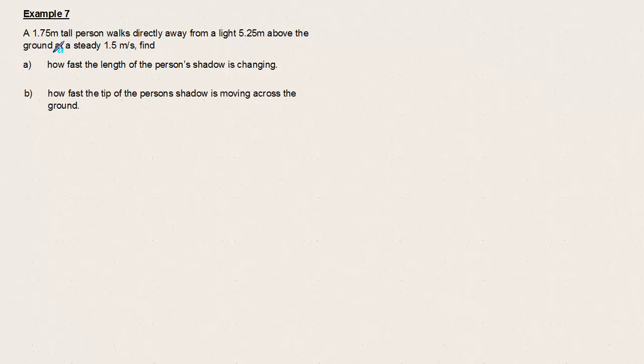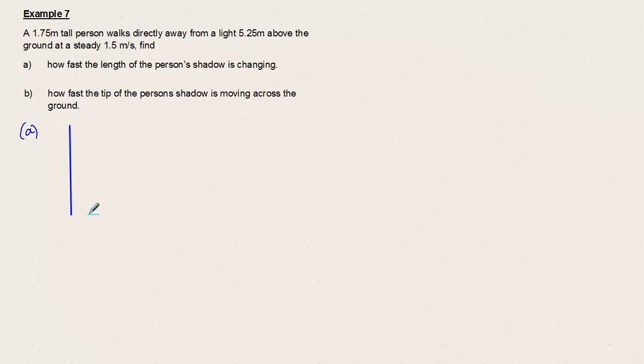A 1.75 meter tall person walks directly away from a light 5.25 meters above the ground at a steady 1.5 meters per second. We want to find how fast the length of the person's shadow is changing and how fast the tip of the person's shadow is moving across the ground. So a diagram will really help with this. And the diagram will be useful for both parts, but I'll draw it under part A.